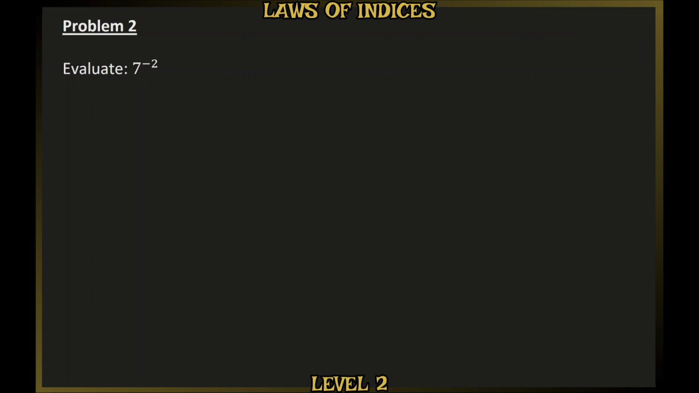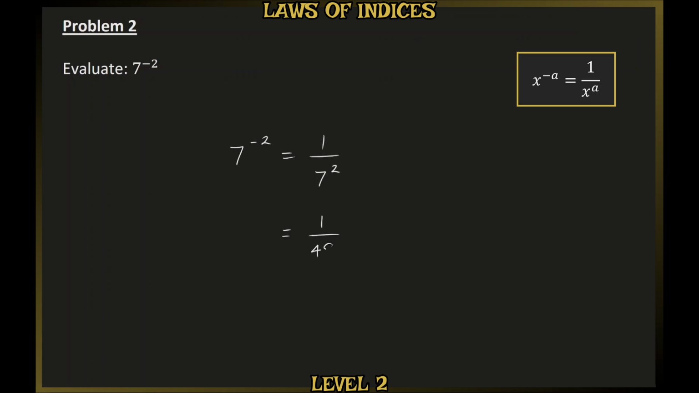In problem 2, we're evaluating 7 to the power of minus 2, which means we need to find its value. Since we have a negative power here, we're going to use this law, which allows us to rewrite 7 to the power of minus 2 as 1 over 7 to the power of 2. And since 7 to the power of 2 is 49, we have our final answer, which is 1 over 49.